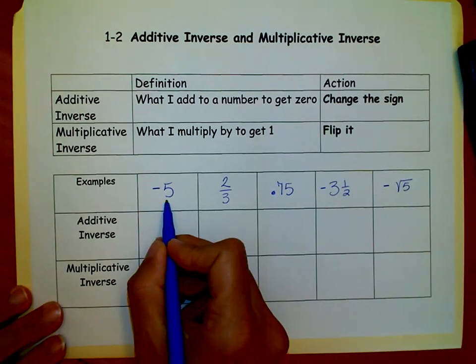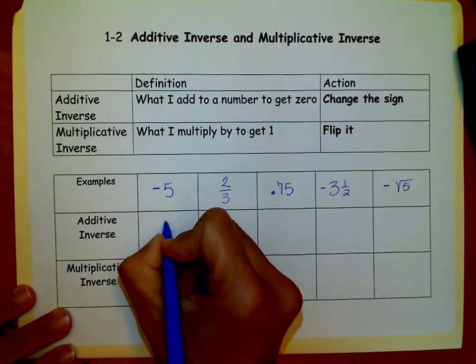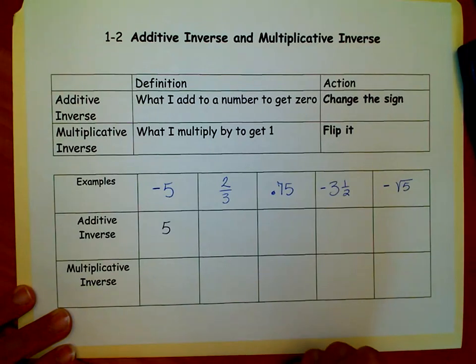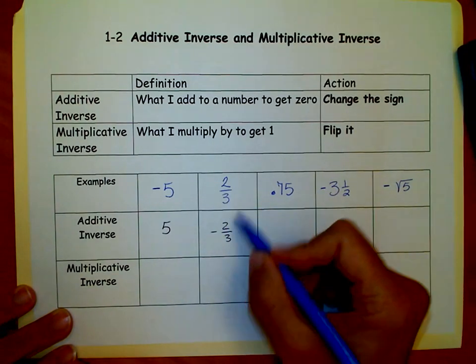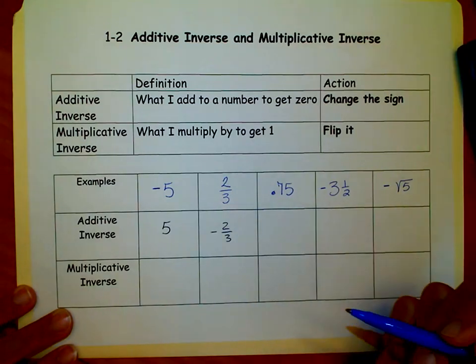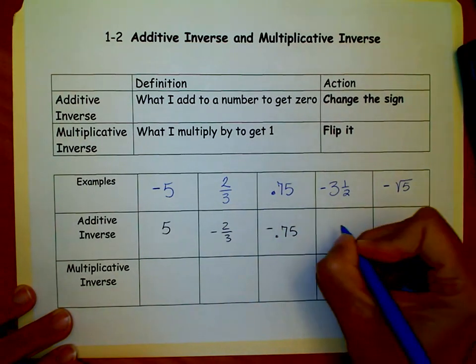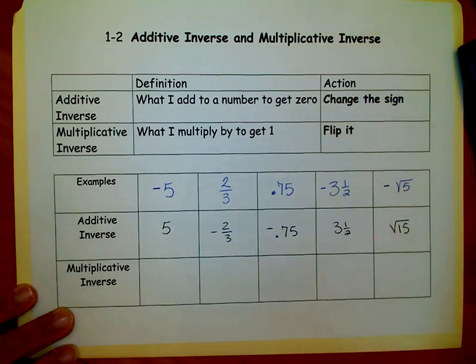So, additive inverse. Let's just do a bunch of additive inverses first. All we have to do is change the sign. -5 becomes 5, because -5 plus 5 is 0. -2/3, I just switch the sign, because 2/3 plus -2/3 is 0. So basically, that's the easy one. You just change the sign. That's all you do, because then that's how you would get 0.